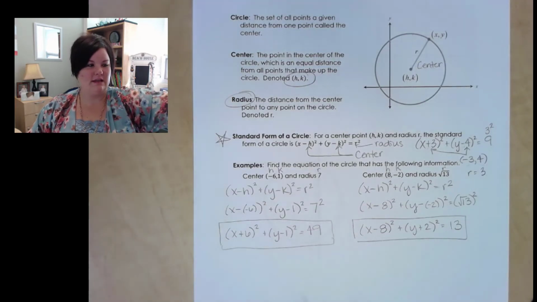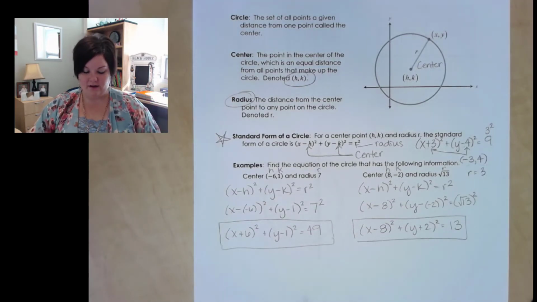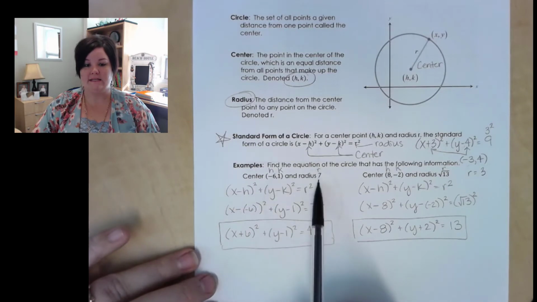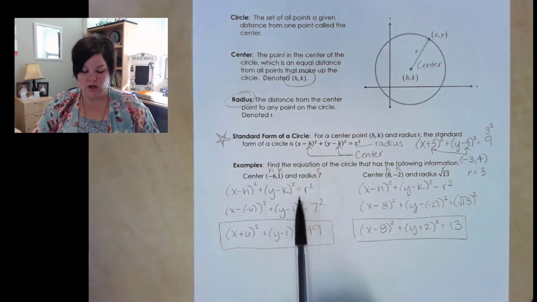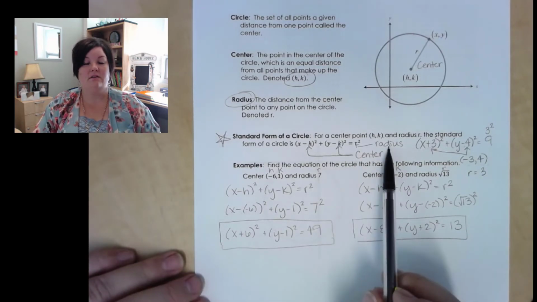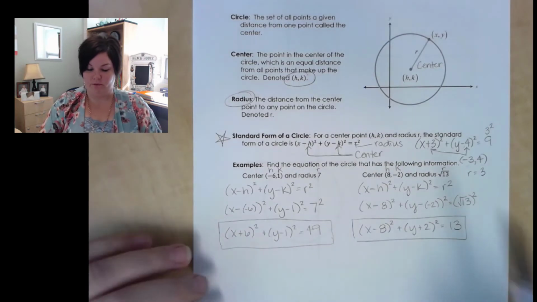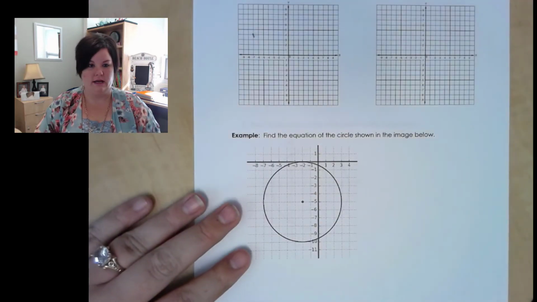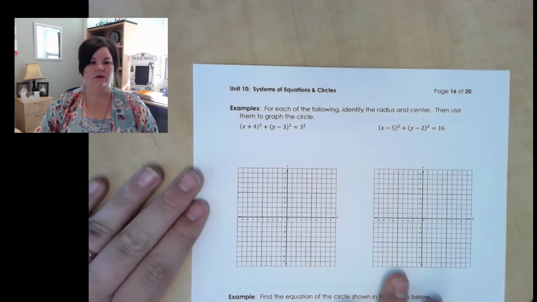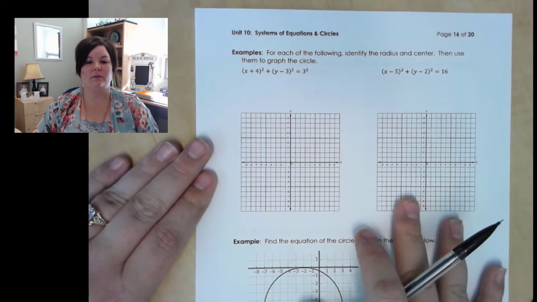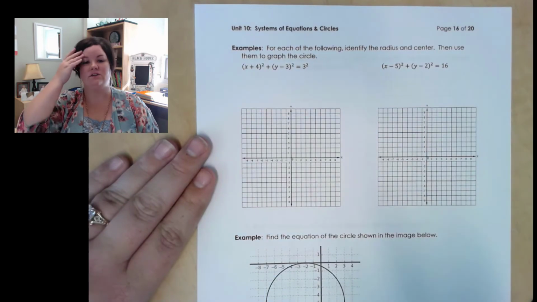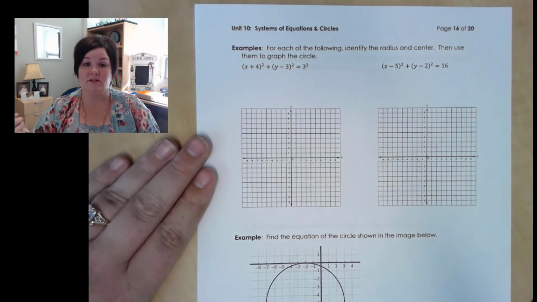Let's go ahead and look at the opposite direction now. Instead of being given the center and the radius and just plugging them into the standard form, we want to be given the standard form and see if we can pull our center and our radius from that equation that is given. Okay. Let's go ahead and look at our second page here. All right, it says for each of the following, identify the radius and the center and then use them to graph the circle.